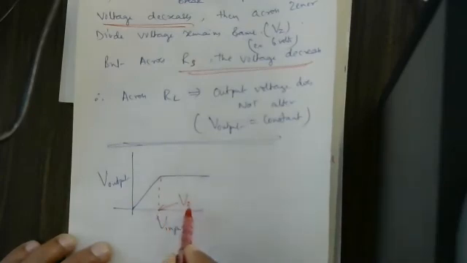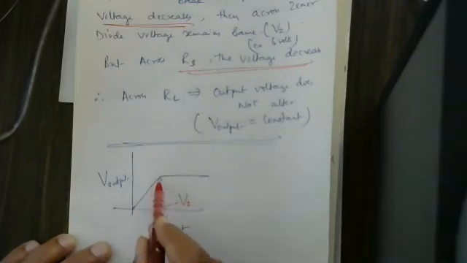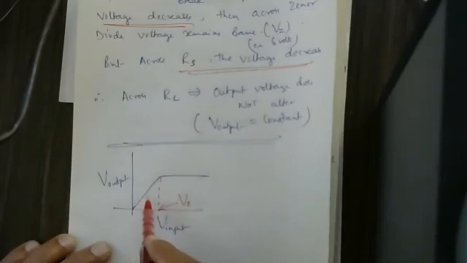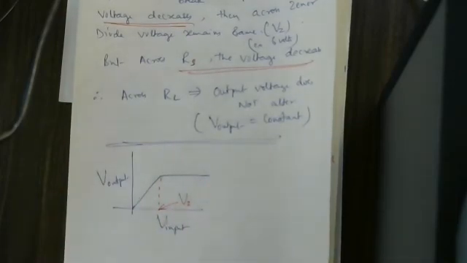This is Vz, breakdown voltage. Up to breakdown voltage, across Vz also it goes on increasing. But after Vz is reached, as the input voltage increases, across the Zener diode, voltage remains same. This is called by the name voltage regulator.